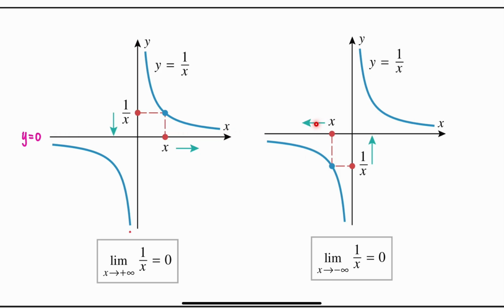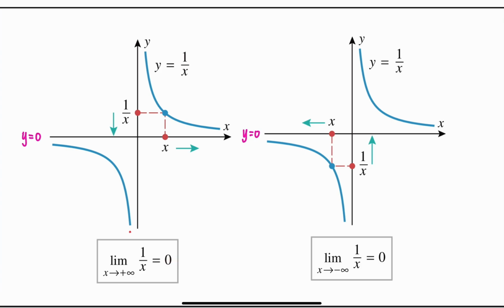On the other hand, when x decreases without bound, going towards the left, approaching negative infinity, the value of y, or f of x, also approaches 0. It approaches the x-axis. So still the same, the limit of 1 over x as x approaches negative infinity is equal to 0. Whether it is increasing or decreasing without bound, the limit of 1 over x will always be approaching 0.